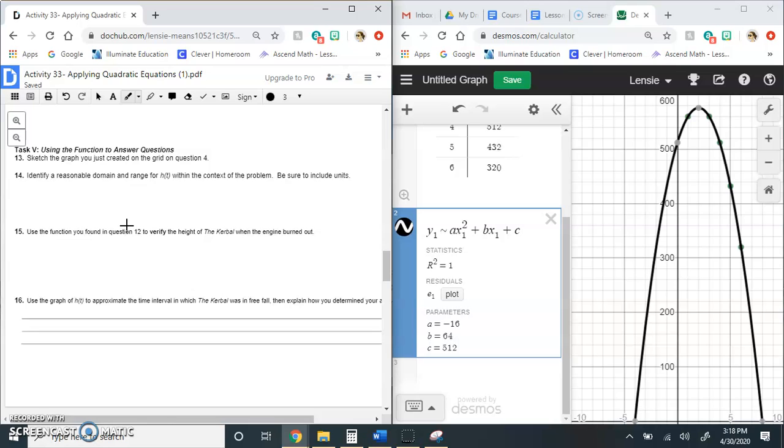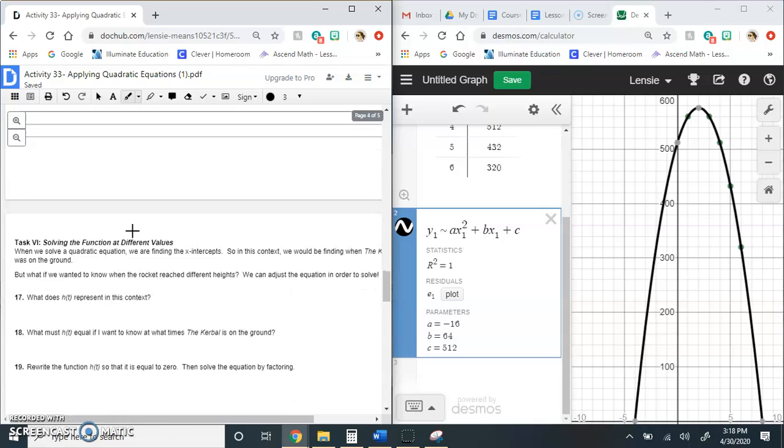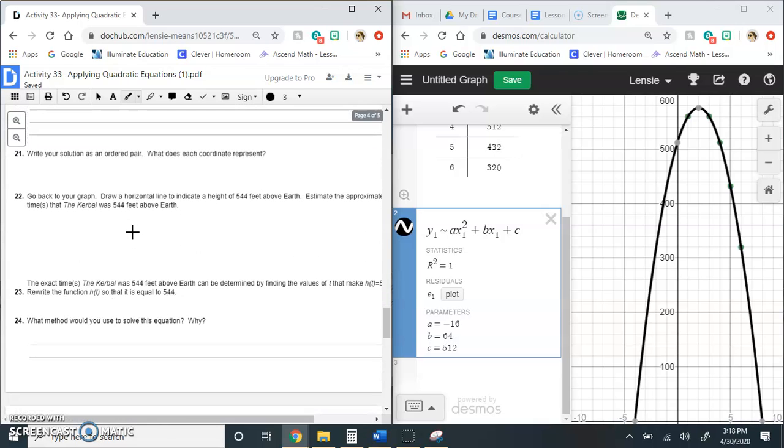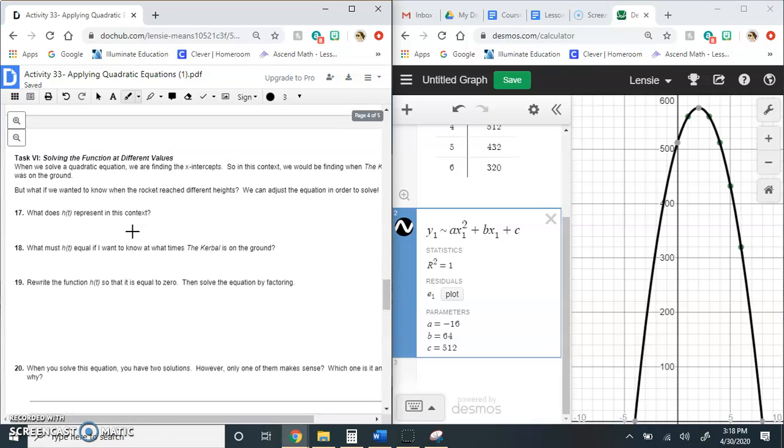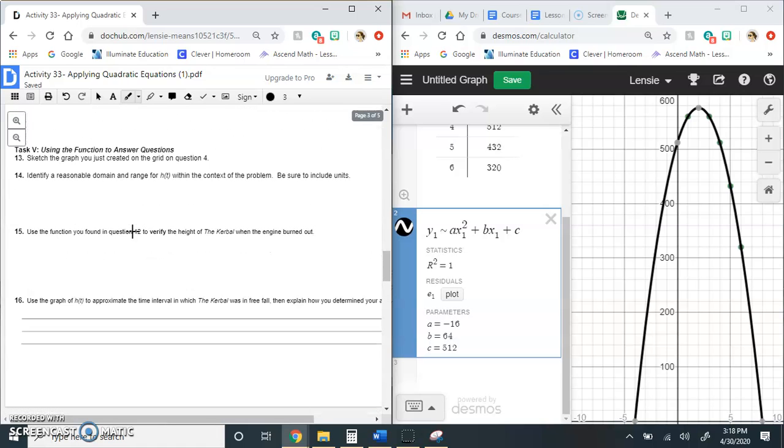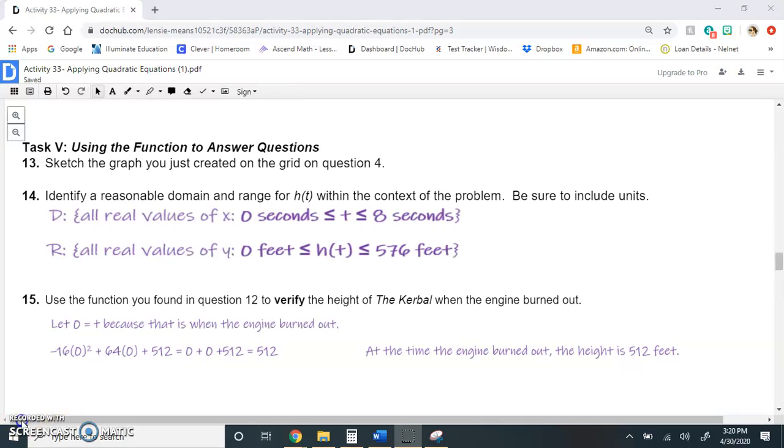All right, task 5. At this time, I would like for you to go ahead and see if you can finish up task 5. I'm just scrolling ahead a little bit. Then we'll bring it back together to compare answers. Okay, so hopefully you returned to question 4 and sketched in the continuous parabola on your graph. And number 14, compare your reasonable domain and range with mine. Make any changes that might be necessary.